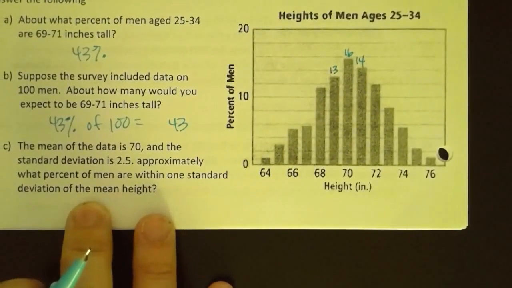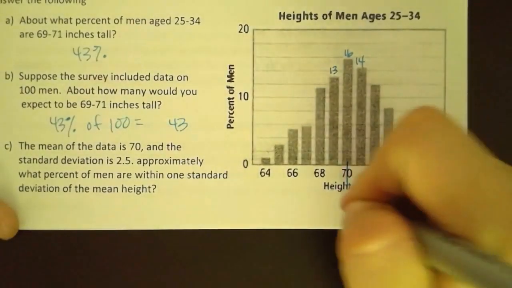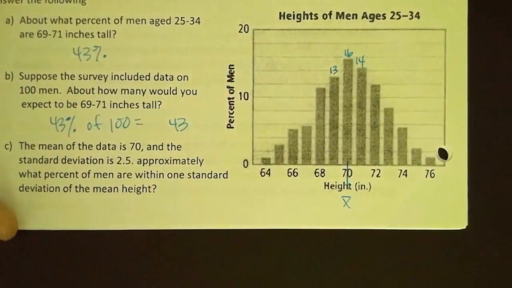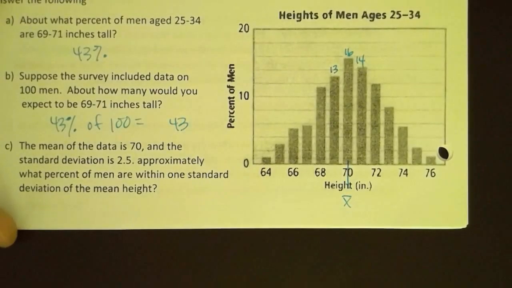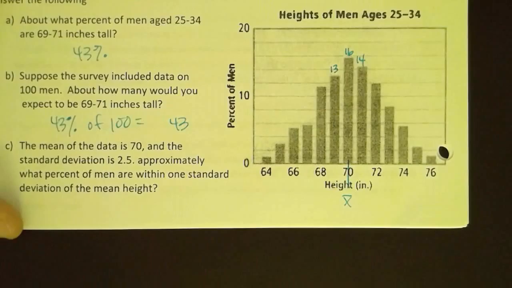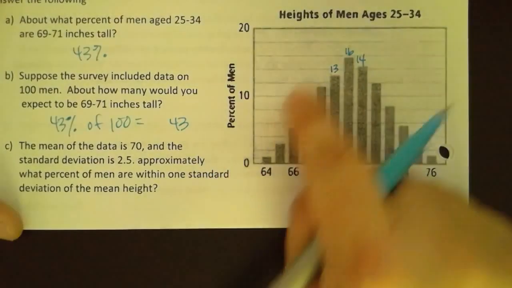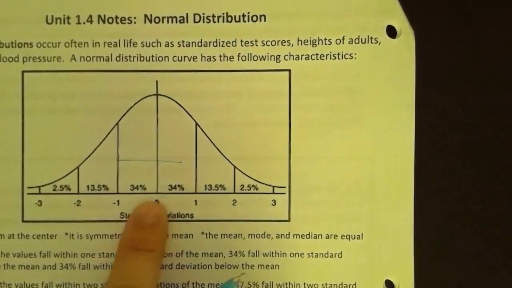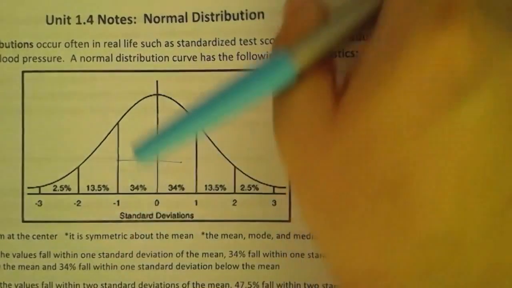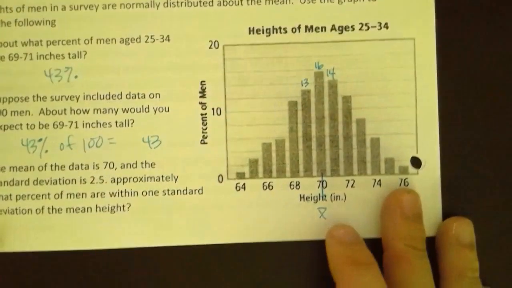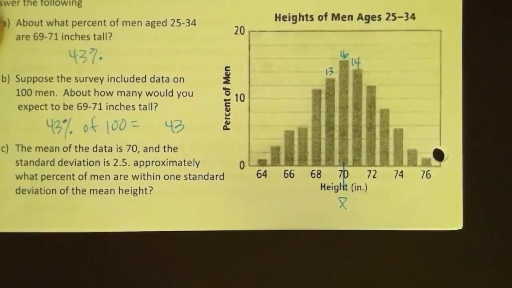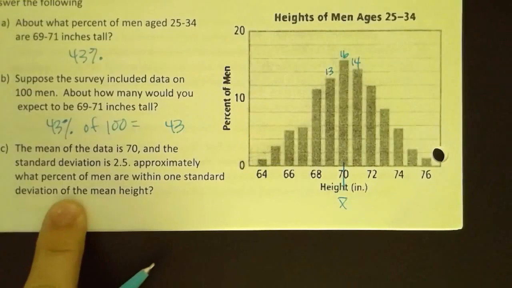The mean of the data is 70. Right here is our average. And the standard deviation is 2.5. Approximately what percent of men are within 1 standard deviation away from the mean? Now, if it were a true normal distribution, we would say 68%, right? It's not quite, so we can figure that out though. What do we have to do in order to figure that out? We need to find the range, right? We know the standard deviation, we know the average. How do I find the range?